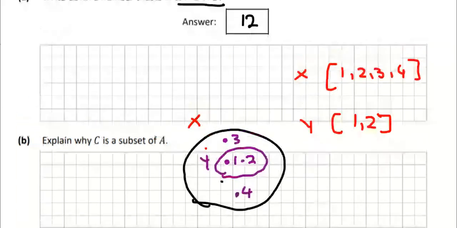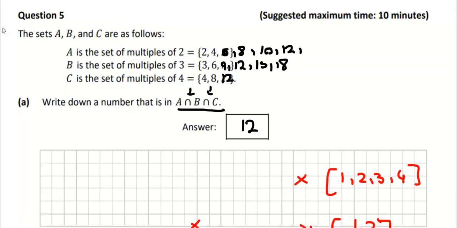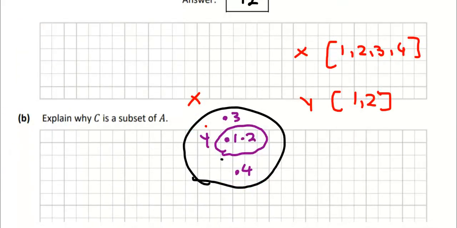So we have to explain why C is a subset of A. Well, we can see that every multiple of 4 is also a multiple of 2. If you take 4, 8, and 12, you can see they're also inside of A as well. So I think the answer we're looking for here is that every multiple of 4 is also a multiple of 2.